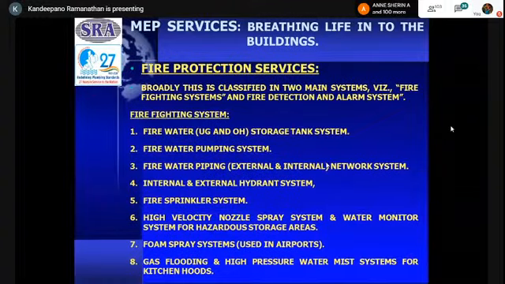This gas flooding is also done in server rooms where using sprinklers is avoided, because if sprinklers come on, the hardware inside the server rooms will get damaged by contact with water. So to avoid that, they use inert gas flooding.